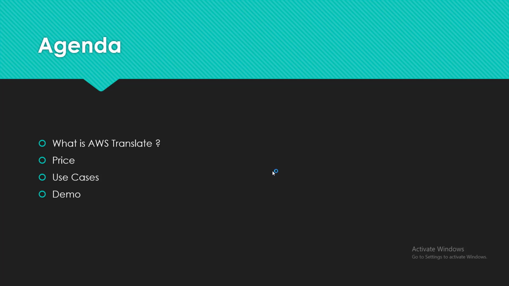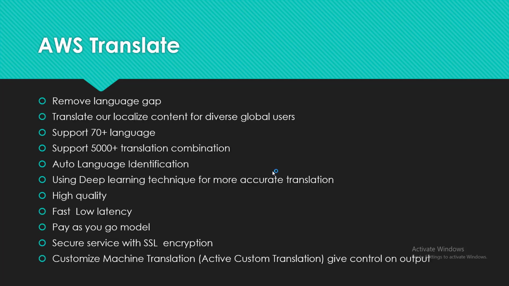So here is the agenda. The first thing is we understand what the AWS Translate service is and how to use it, and then next we determine the pricing, then the use cases, and then the demo in our favorite language, which is C#. So without any delay, let's understand what AWS Translate is.